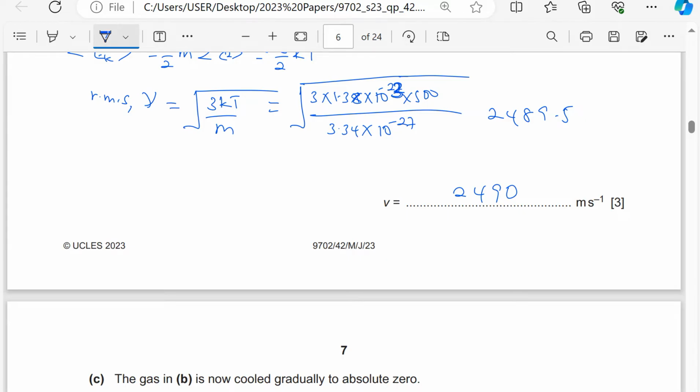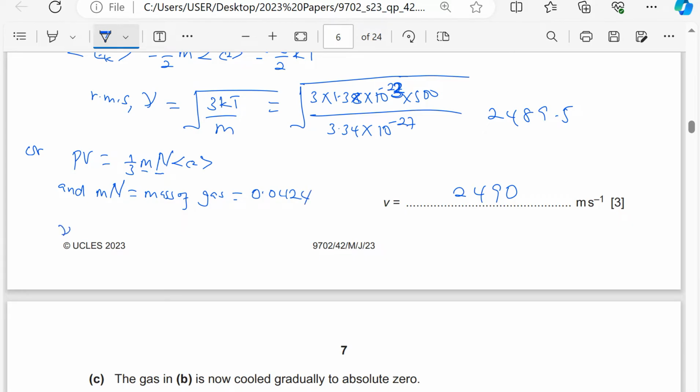Alternatively, another student would use the fact that PV is equal to 1/3 m N times the mean square speed, which is given in the list of formulae. The mass of one molecule times the number of molecules is the mass of the gas, which we already know as 0.0424. So I just substitute.